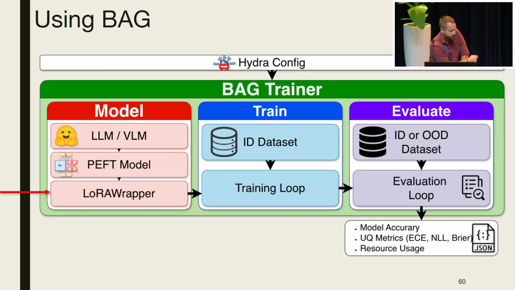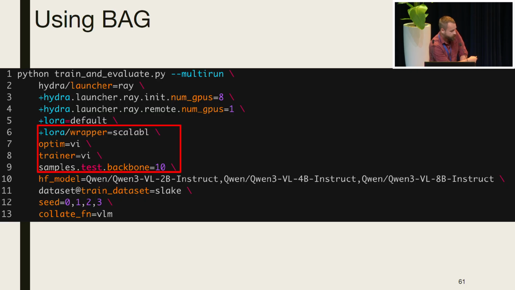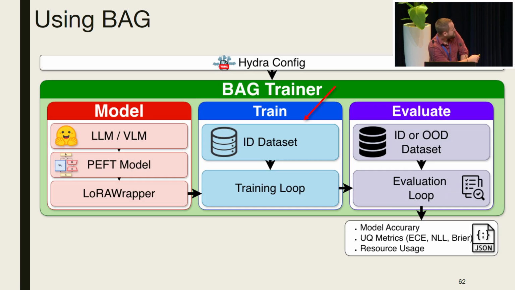We then define a LoRA wrapper, which is my name for the additional logic that's being applied to the LoRA adapter, which is where the Bayesian machinery lives. Here we're using ScaLoRA, because I'm biased towards my own work, and we're going to train it with variational inference, and we're going to have a test time ensemble of 10 members. We pick a dataset, in this case Slake, and then we can evaluate it on in-distribution or out-of-distribution data. We then get a JSON file with model accuracy, UQ metrics like ECE and NLL, as well as fine-grained resource usage.